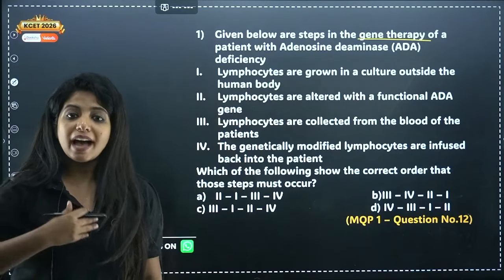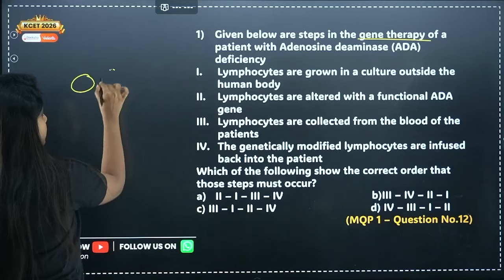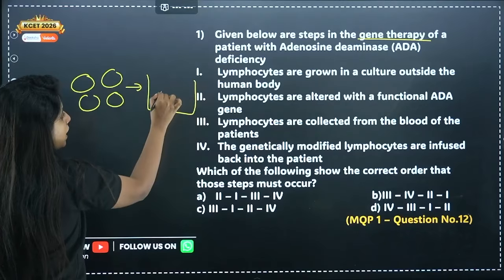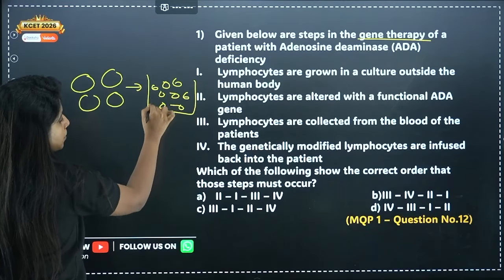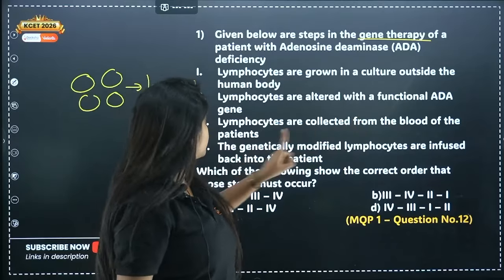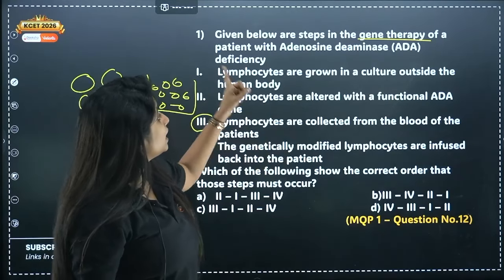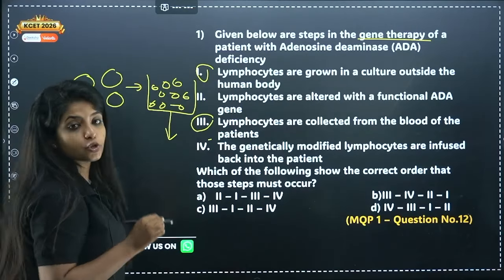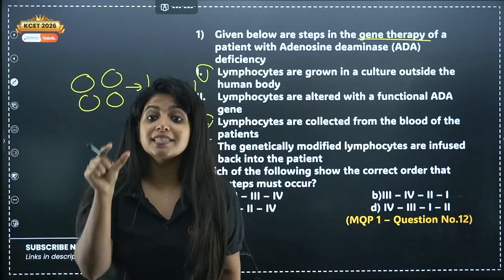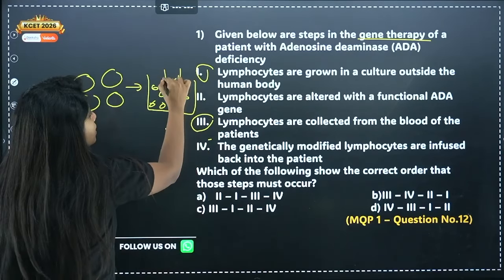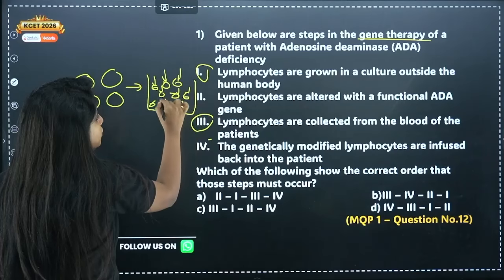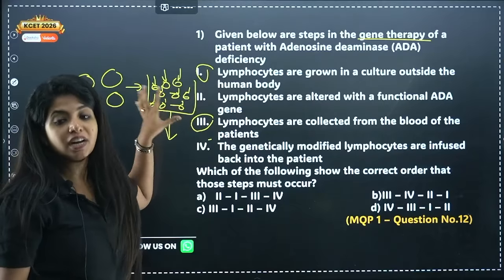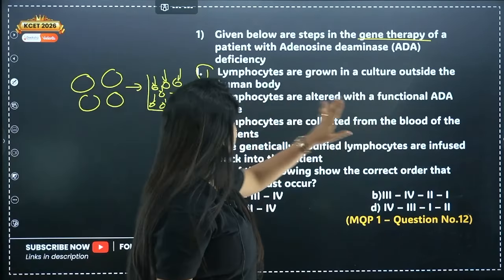So what do we do? Suppose I am the person. From me, lymphocytes are being taken up. The first step is that lymphocytes are taken up. Then these lymphocytes are cultured, my dear children, so that we can increase their number. So the first step is that lymphocytes are collected from the blood of the patient. That is 3. Then lymphocytes are grown in a culture outside the human body. And then I am going to make sure that the retrovirus carries my gene of interest and inserts it into all of these cells. So I am going to take the help of retroviruses to insert my gene of interest into the lymphocytes. So lymphocytes are altered with a functional ADA gene.